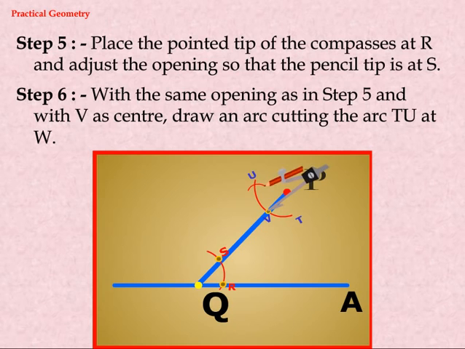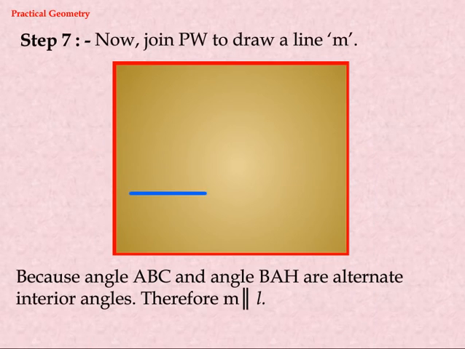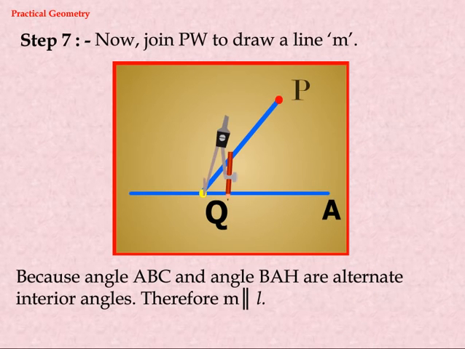Step 6. With the same opening as in step 5 and with V as center, draw an arc cutting the arc TU at W. Step 7. Now, join PW to draw a line M. Because angle ABC and angle BAH are alternate interior angles, therefore M is parallel to L.